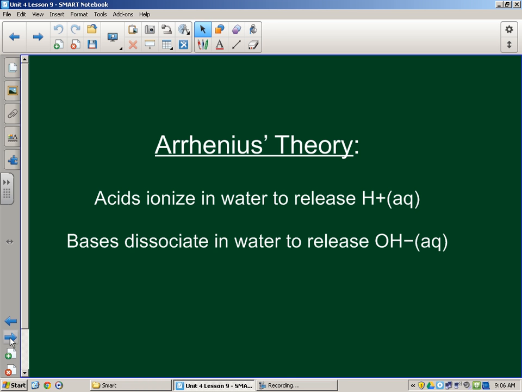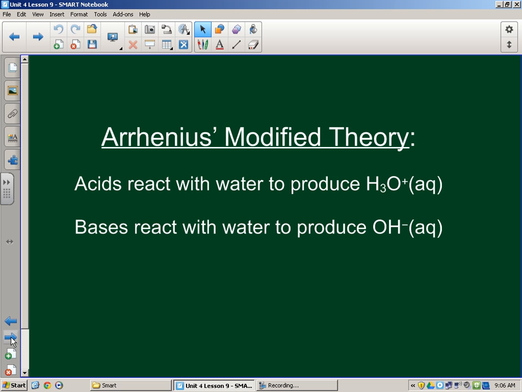So then he came up with the modified Arrhenius theory, and he said, modified Arrhenius theory says acids react with water to produce H3O+ ions, and bases react with water to produce hydroxide ions. So we actually have water as a reactant there, okay? We're going to come up with another one here.